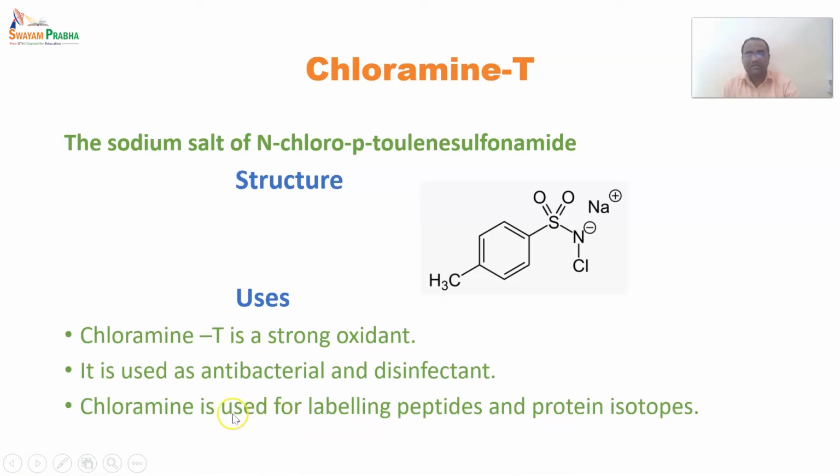And it has an ability to react very fast, due to which it is used for labeling peptides and protein isotopes. So chloramine T can react very fast with iodine, and such products are utilized for labeling of peptide and protein isotopes.